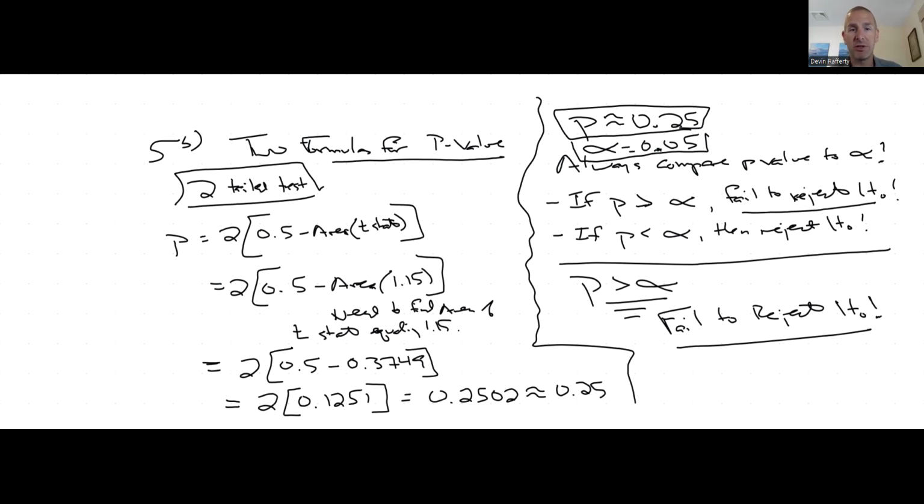Again, spoiler alert, guess what? If you have a one-tailed test, you just cross out the 2. That's it. When you're calculating the p-value for a one-tailed test, there are 2 formulas for p-value. If you have a two-tailed test, you have to multiply it by 2 because you have 2 tails. But if you have a one-tailed test, this is your formula right here. You would just eliminate that 2.